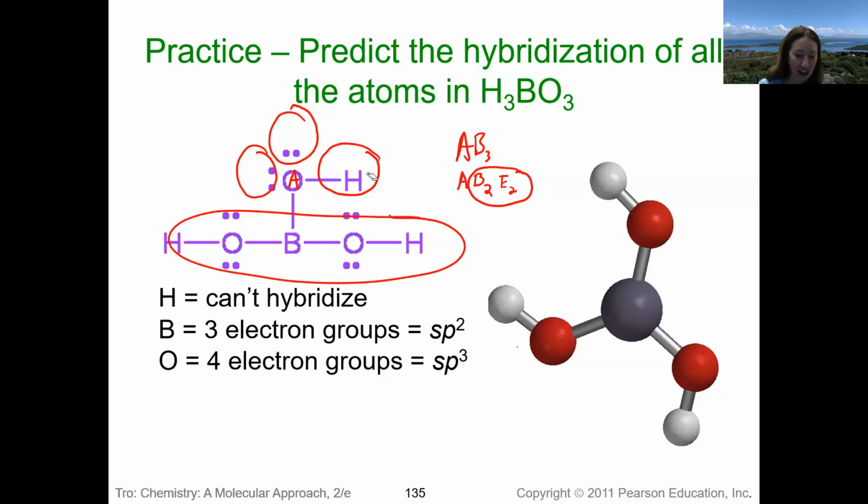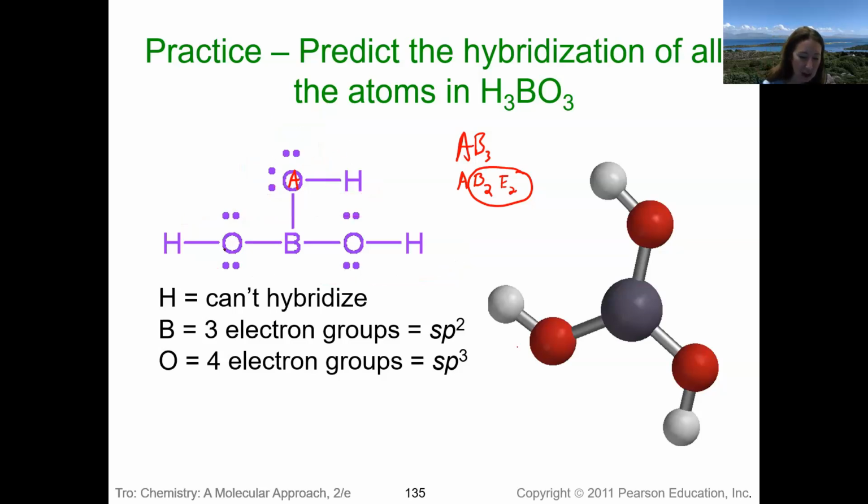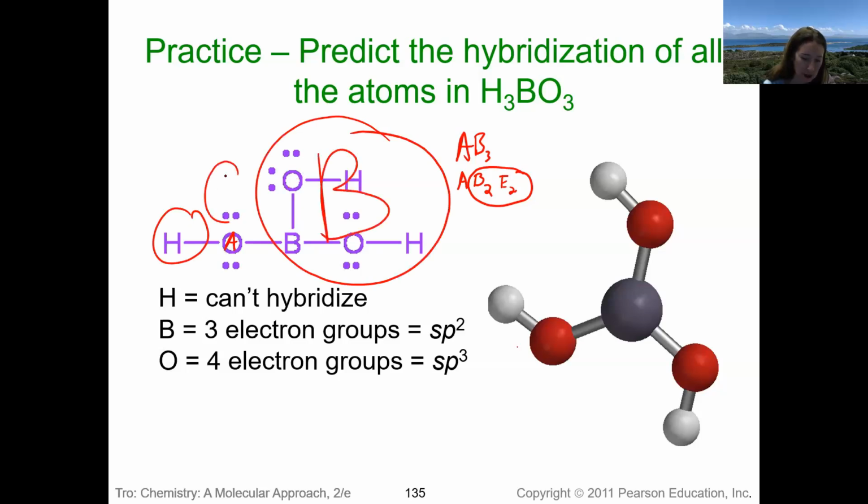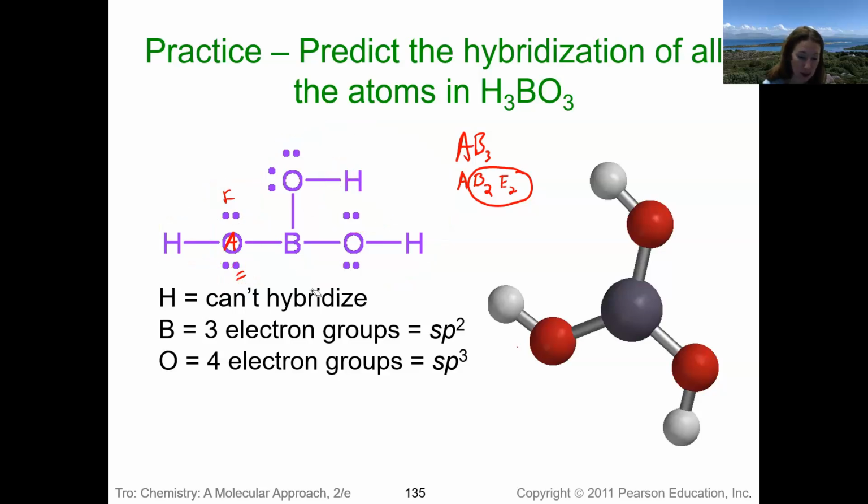Now, if you look, all the oxygens are exactly the same. If we do A, here's B, B, E, E, AB2E2, 4 electron groups. We do this one, A, B, E, E, B, right? You get the point. I just did that one twice. 4 electron groups. So they're all sp3 hybridized.